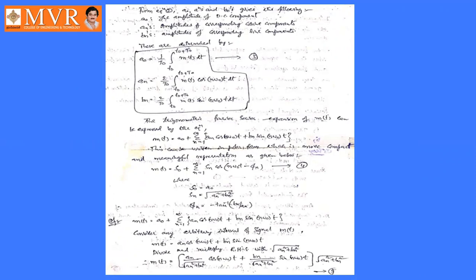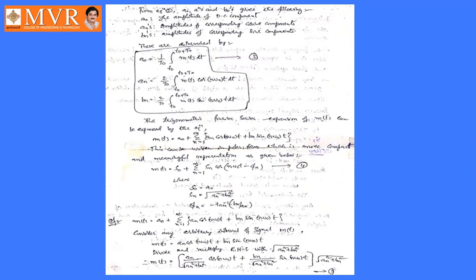This trigonometric Fourier series expansion of m(t) can be expressed by the equation m(t) = a0 + Σ (n = 1 to ∞) [an cos nω0t + bn sin nω0t]. For our convenience, it can be converted into a more compact form, that is m(t) = S0 + Σ (n = 1 to ∞) Sn cos(nω0t − φn), where S0 is nothing but a0, Sn is the square root of an² + bn², and φn is −tan⁻¹(bn/an).